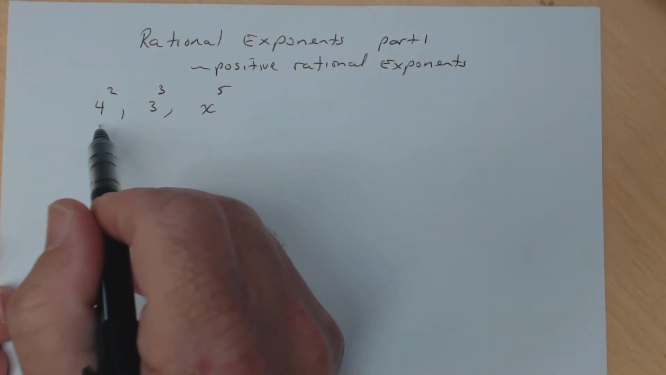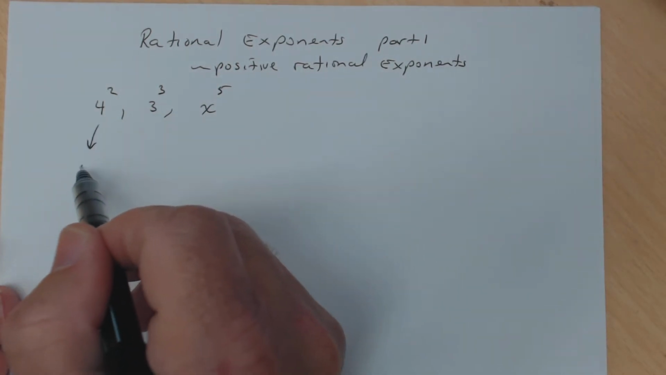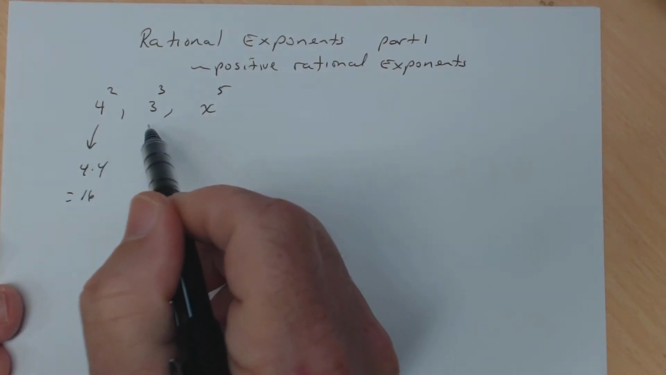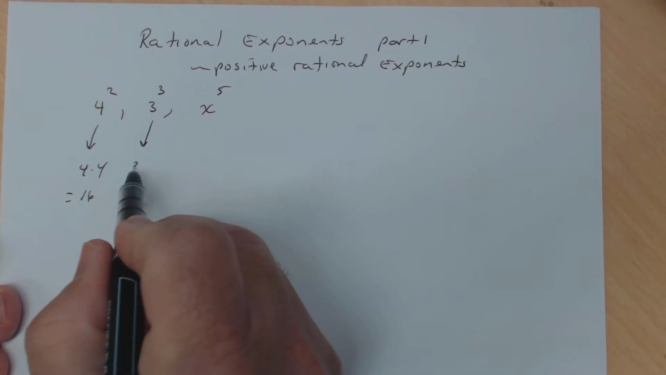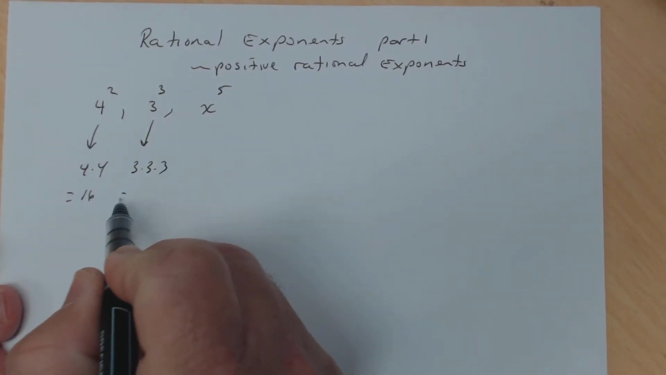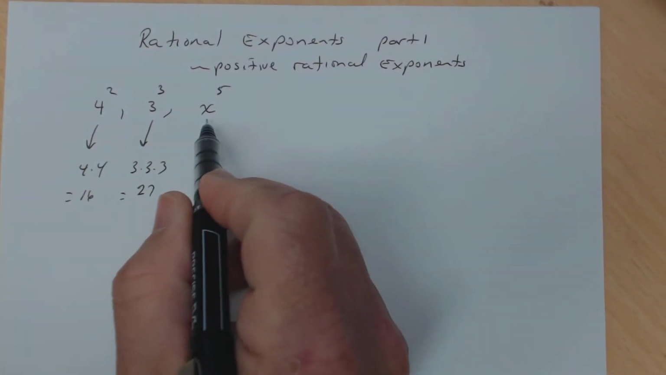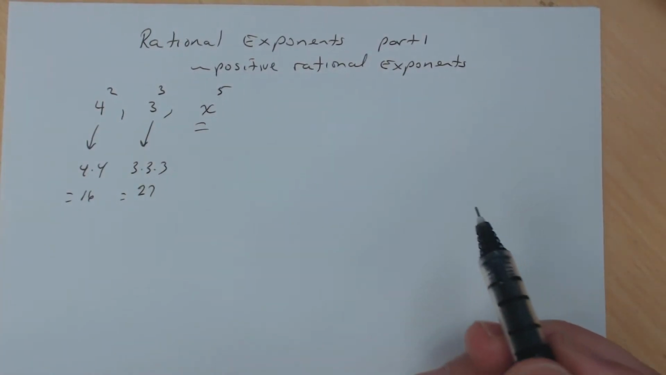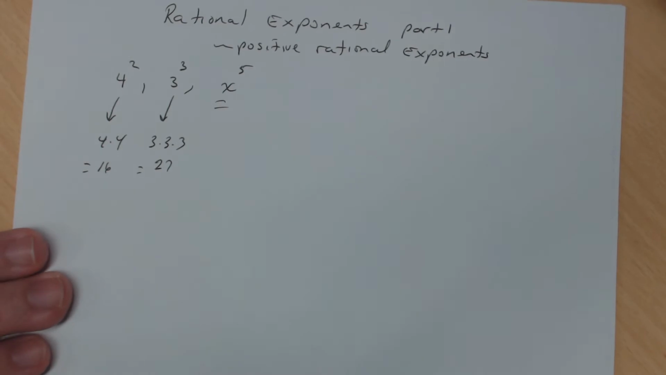All right, and we know that 4 squared here means 4 times 4, which is 16, and we know that 3 cubed here means 3 times 3 times 3, which is 27, and here we can't simplify x to the fifth, so we're just going to leave it as x to the fifth. But what we're interested in now is this.